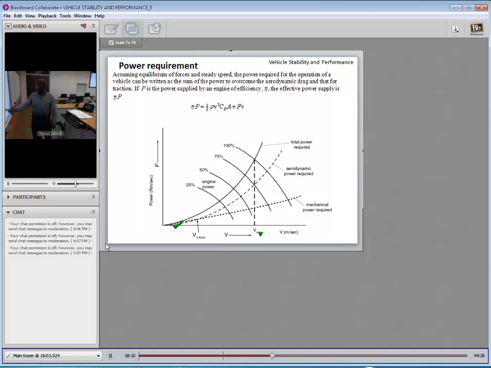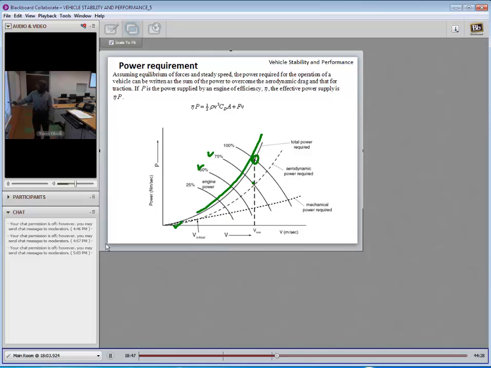Now, for various engine power settings, 25%, 50%, 75%, as the engine power setting increases, the power required becomes very high. This will be the maximum power required at this point for the total power. You can see this is the total power, the sum of the mechanical and aerodynamic power required. And for a given engine setting, typically a 75% engine setting, you have this as the total power, 100% power.